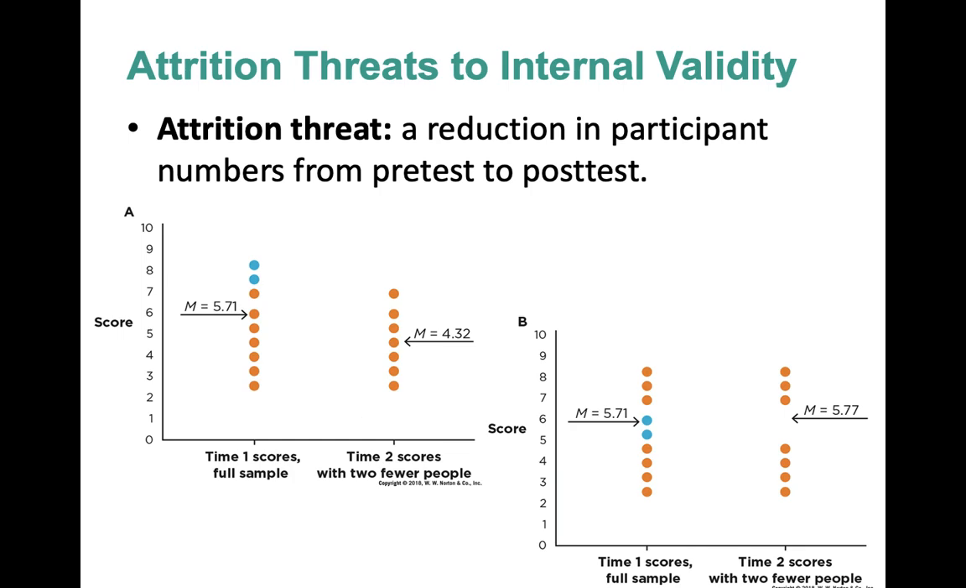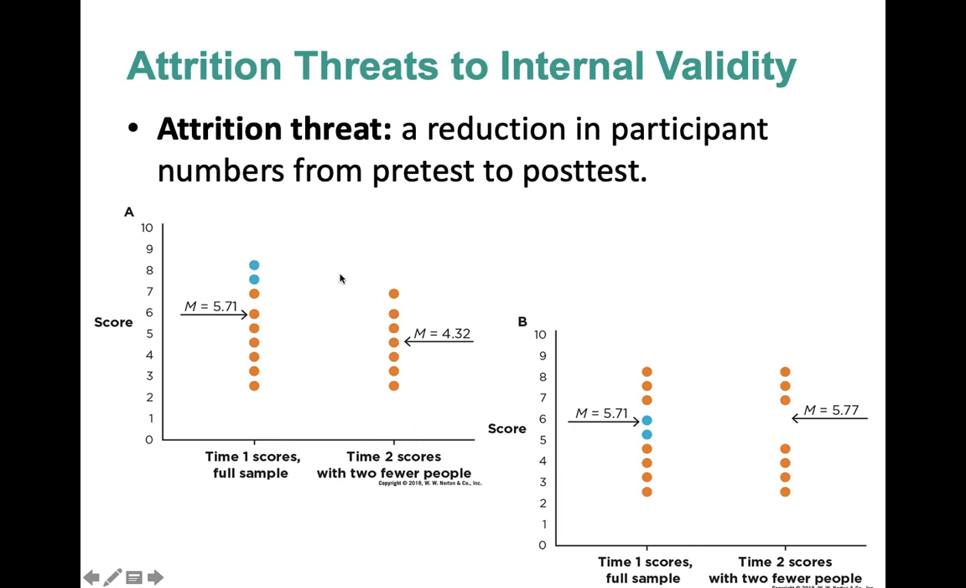All right, the next threat is an attrition threat. An attrition threat happens when there's a reduction in participants from pretest to post-test. So attrition, that is losing participants, is a problem when it's systematic. And so here's an example of systematic attrition. What we have here in the graph on the left is that we have the two people that dropped out of the study. They're indicated in blue, and so we don't see them anymore at time 2.